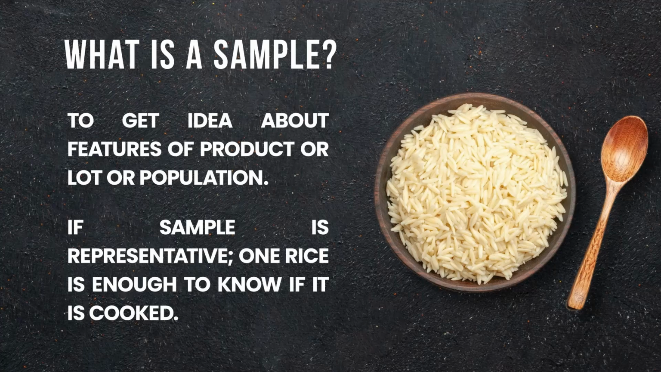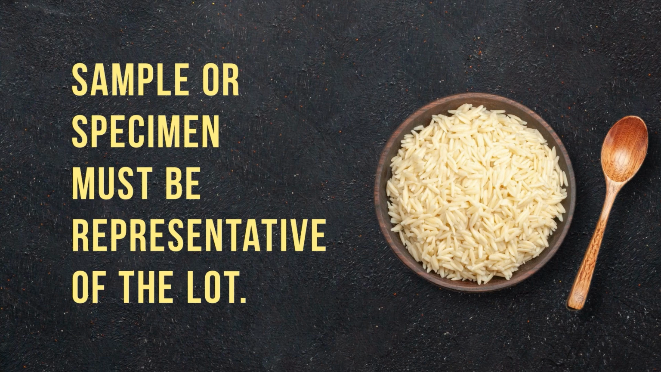Once we draw and check that sample, if it is representative, we can know details about the whole lot. For example, if rice is being cooked and we take out one piece of rice and check it, we can tell whether all the rice is cooked or overcooked, cooked or not cooked. So this is the importance of just a small piece of sample. A sample or specimen must be representative of the lot, then only can we draw the right conclusion. If we checked one grain of rice and it told us about the whole lot of rice, that means it is representative of the lot.